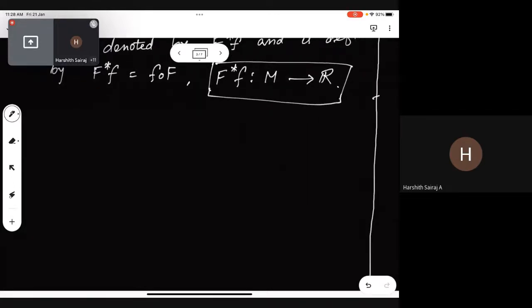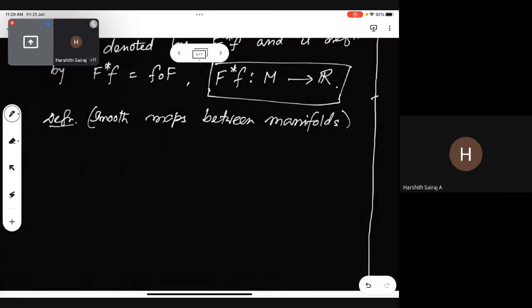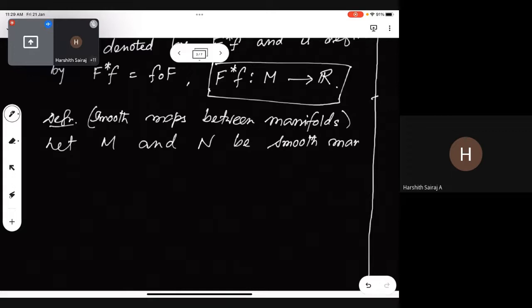All right. Now we define smoothness, a smooth map between manifolds. Manifolds means smooth manifolds here. So suppose, let M and N be smooth manifolds of dimension m and n respectively.